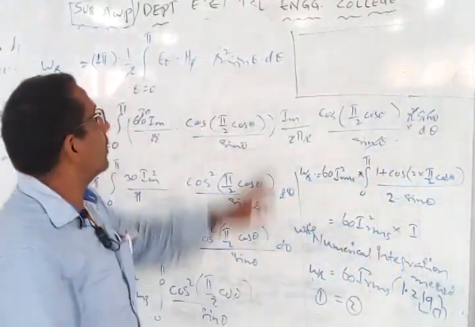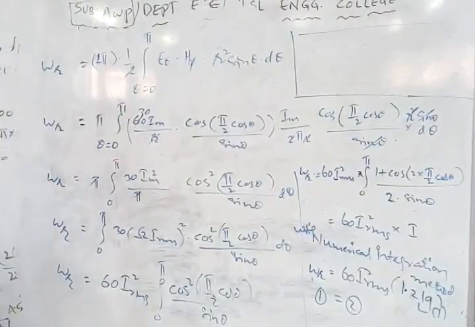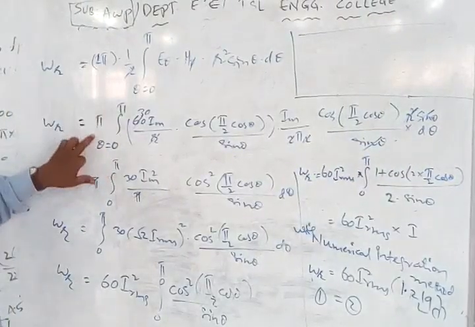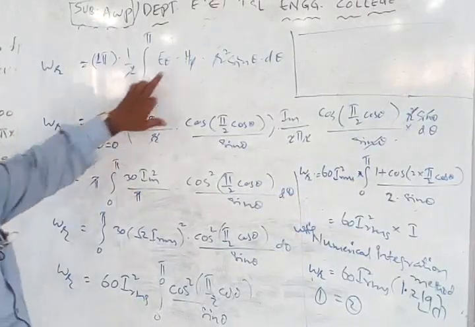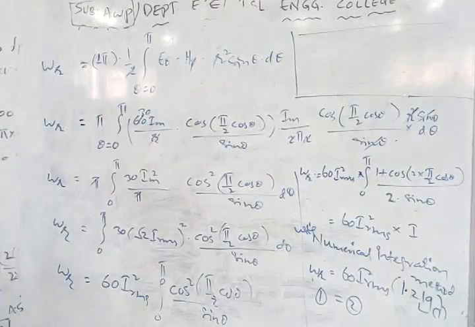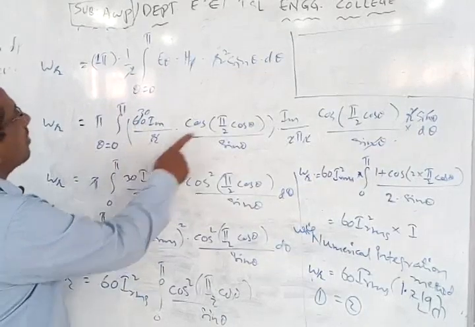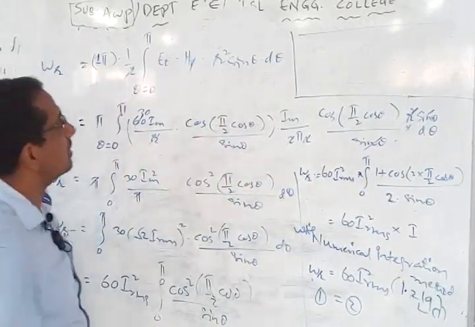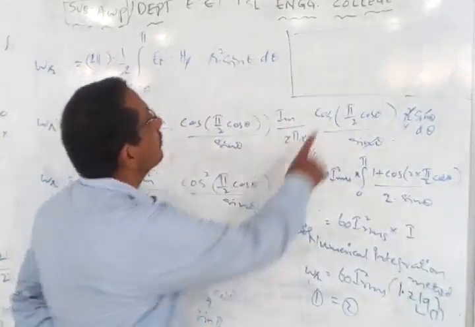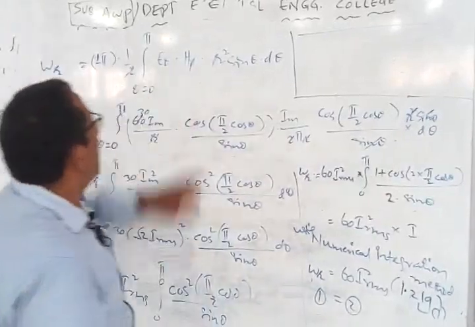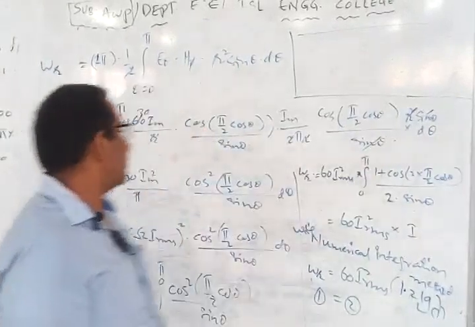So what happened to d phi? We have got it as 2 pi, so these two get cancelled. I will be getting the equation now as pi times the integration of theta from 0 to pi. And for E theta, what is the E theta equation we gave you in the previous slide? That is 60 Im by r, cos of pi by 2 cos theta by sin theta, Im by 2 pi r, cos of pi by 2 cos theta by sin theta, and the differential area is r square sin theta d theta.